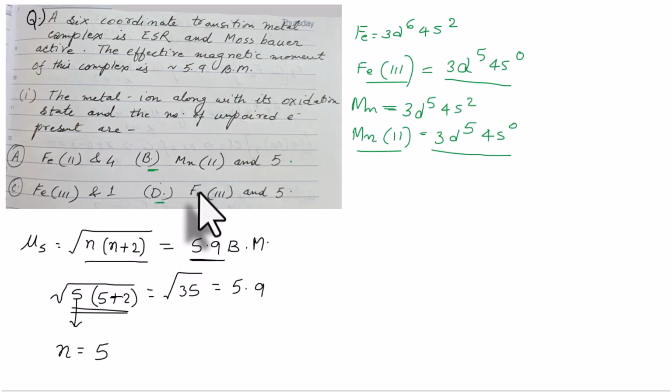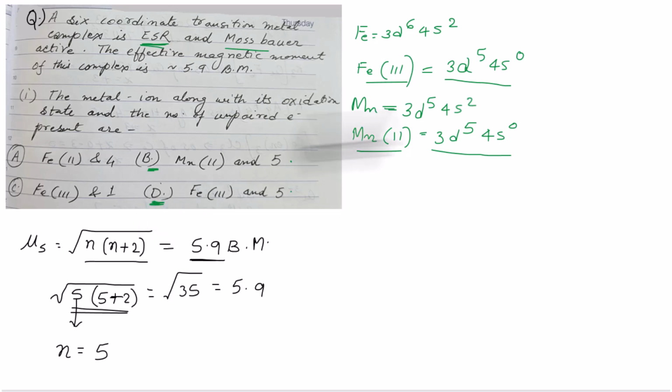While it has been studied that iron in the plus 3 state can be both ESR and Mossbauer active, manganese is heavily active in ESR. If it is asked which one can be studied by both techniques, most probably it will be Fe. Even if we write manganese, it's a bit of a tricky question. So manganese can also be the correct answer. Iron can also be the correct answer with the 5 unpaired electrons.